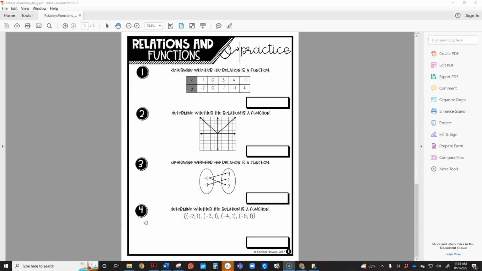Here is another page where you can practice, and we will go over this at the beginning of class, maybe as a warm-up.